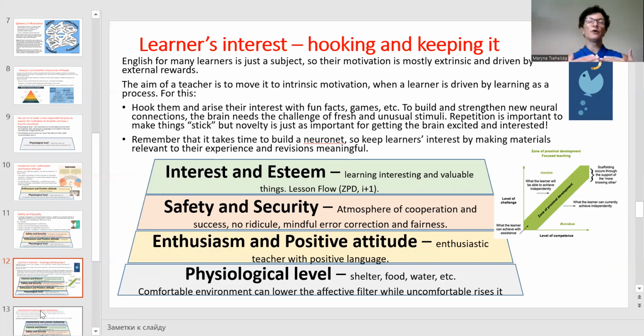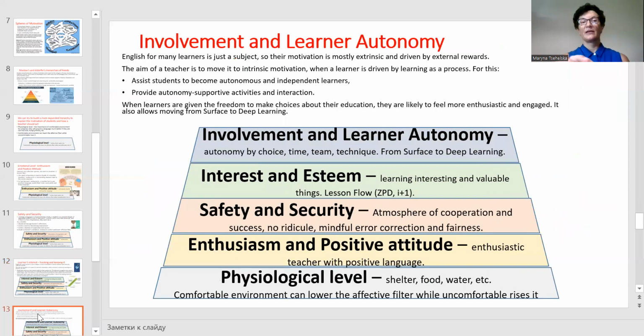We need to hook our learners and to keep their interest. So how can we do it? Of course, we can do it through the lesson flow and through the zone of proximal development, through comprehensible input, and we need to make their interest quite stable and to keep it at a certain level so that our students come from surface learning to deep learning, which is very important.